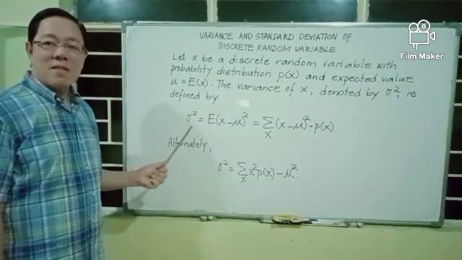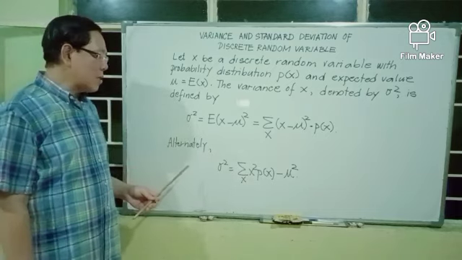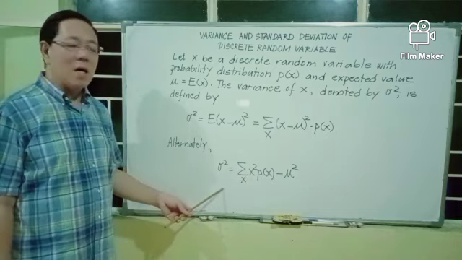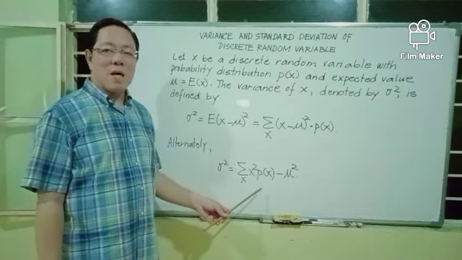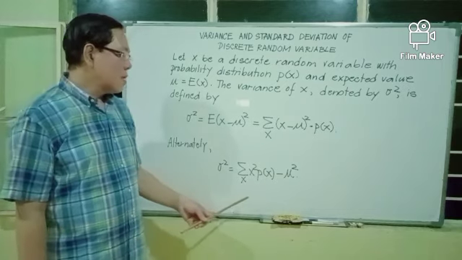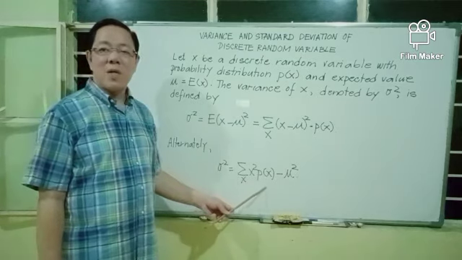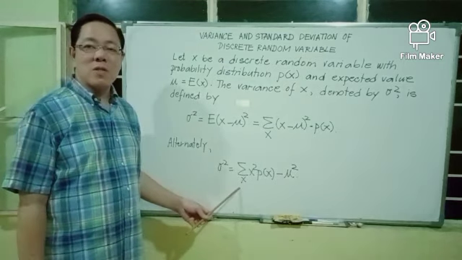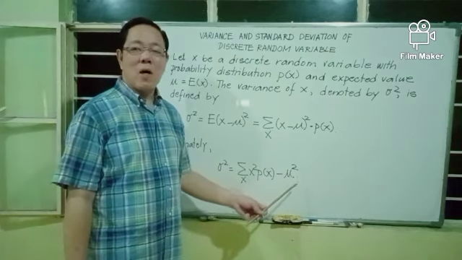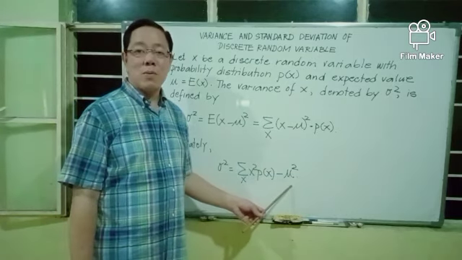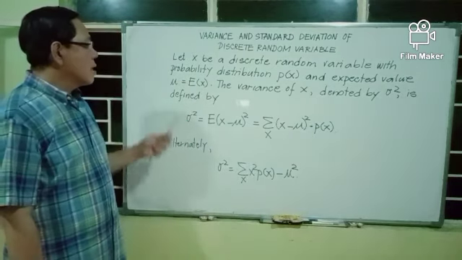The variance sigma squared of a discrete random variable x may be computed using this alternative formula. Sigma squared is equal to the summation of x squared times p of x over all values of the discrete random variable x, minus the square of mu, the expected value of x.